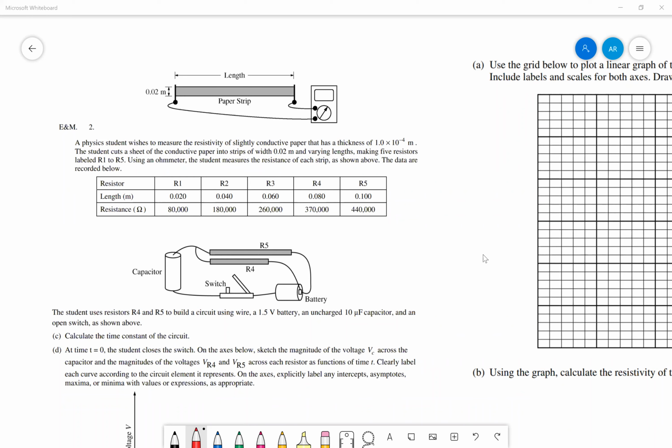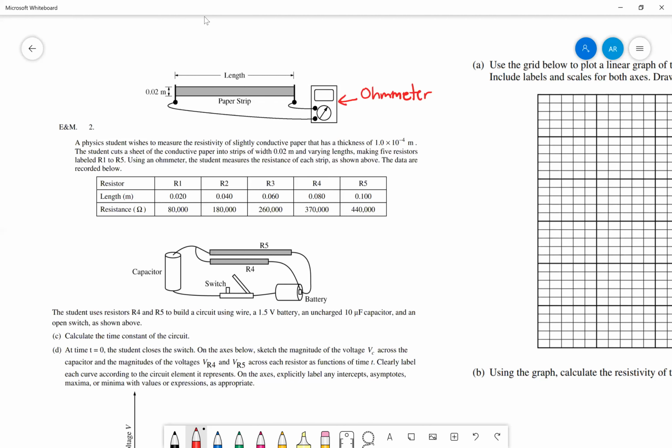Let's get started. This is question two from the AP Physics C 2012 Electricity and Magnetism exam. Let's read the question. A physics student wishes to measure the resistivity of slightly conductive paper that has a thickness of 1 times 10 to the negative 4 meters. The student cuts a sheet of the conductive paper into strips of width 0.02 meters and varying lengths, making 5 resistors labeled R1 to R5. Using an ohmmeter, which I suppose is this device that they give over here, the student measures the resistance of each strip as shown above.